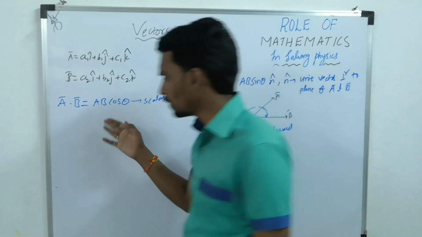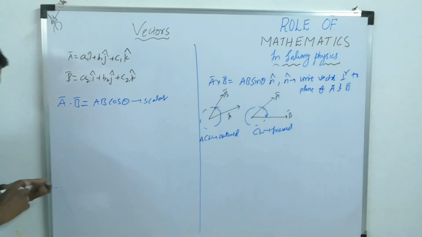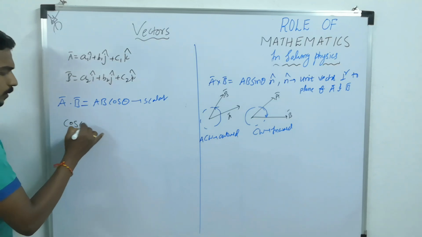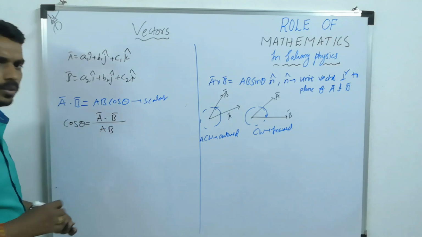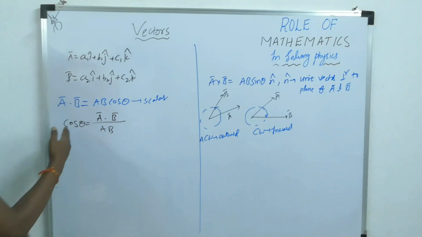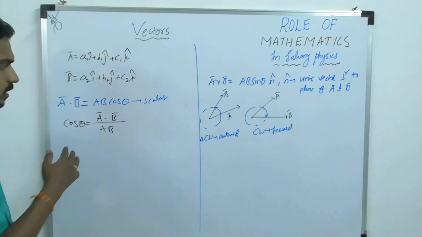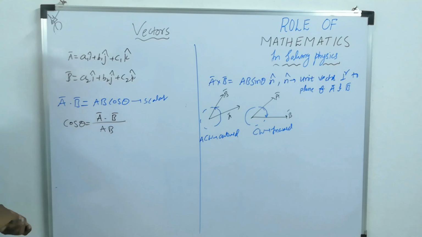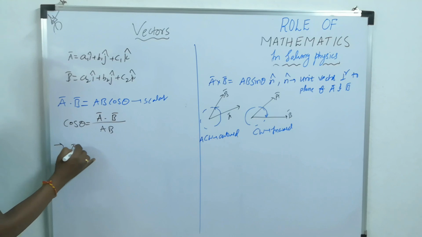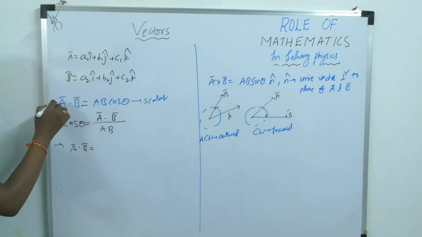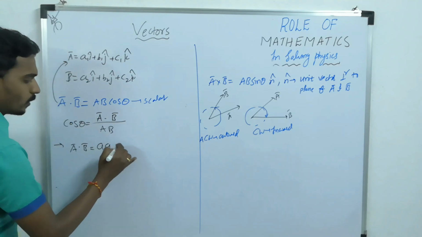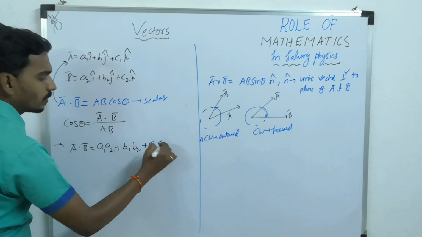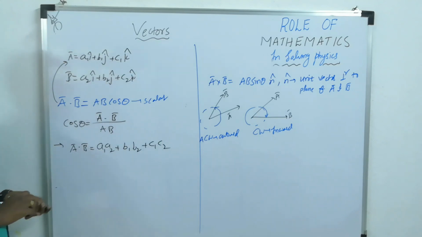And if you consider specifically the dot product first, you can find using this the angle between two vectors, like cos theta equals A bar dot B bar by A into B. So in many situations you can use this formula in solving numericals in physics. Also, let's take one more thing, that is A bar dot B bar equal to, if they have given vector form, A1 A2 plus B1 B2 plus C1 C2.